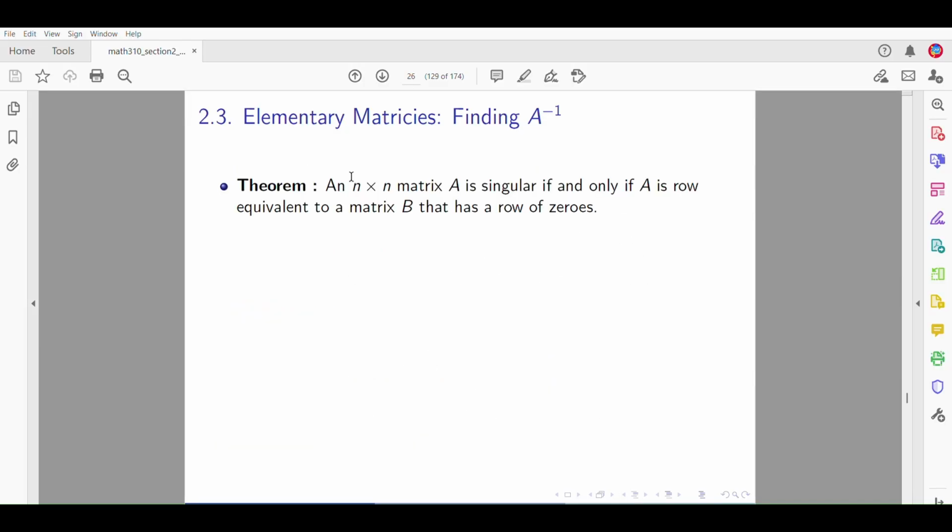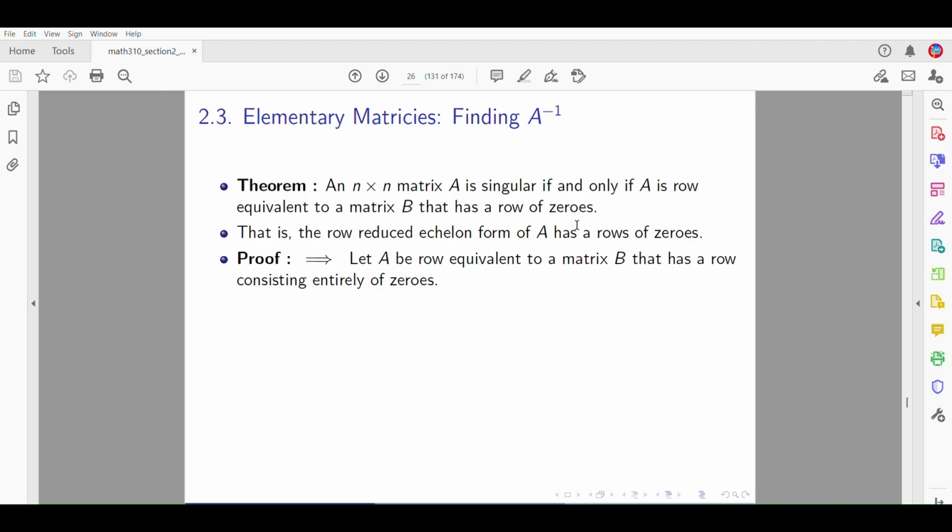An n by n matrix A is singular if and only if A is row equivalent to a matrix B that has a row of zeros. Suppose I do row operations and end up with a row of zeros. Well, there's no way I can get identity. So it should be singular. Okay. So let's prove it's an if and only if statement.